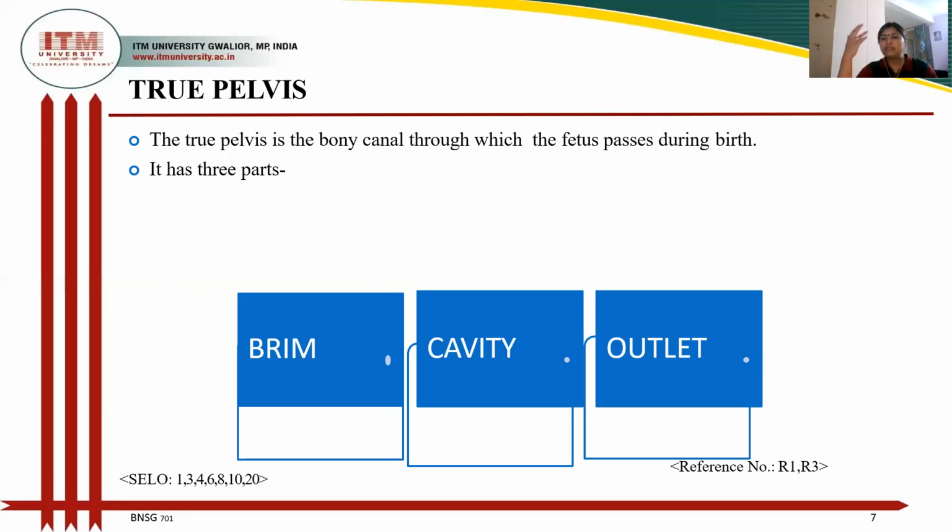So this true pelvis is again subdivided into three parts: the brim, the cavity, and the outlet. Okay, so the brim is the circular one.